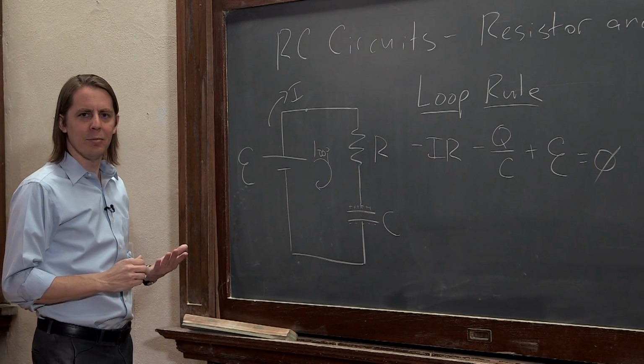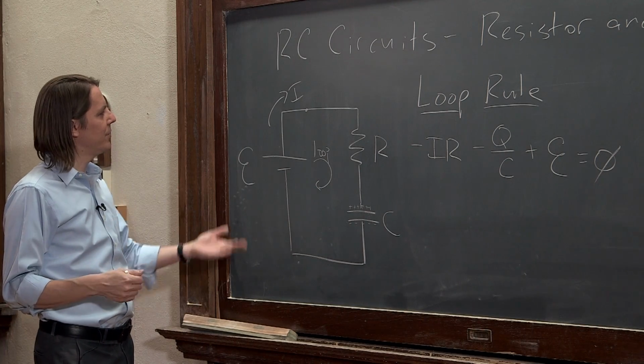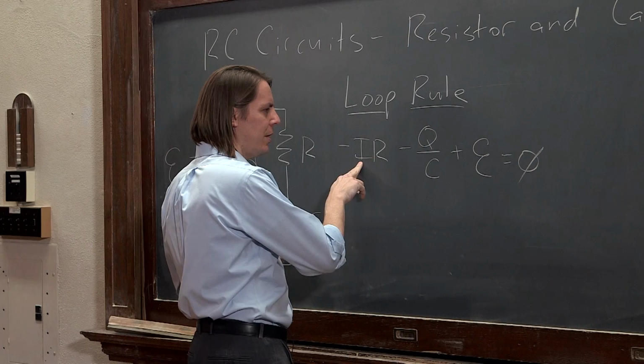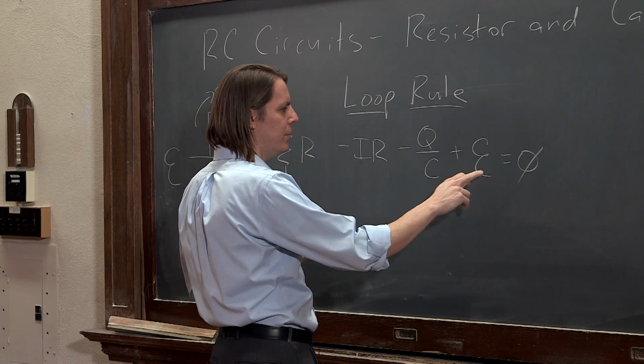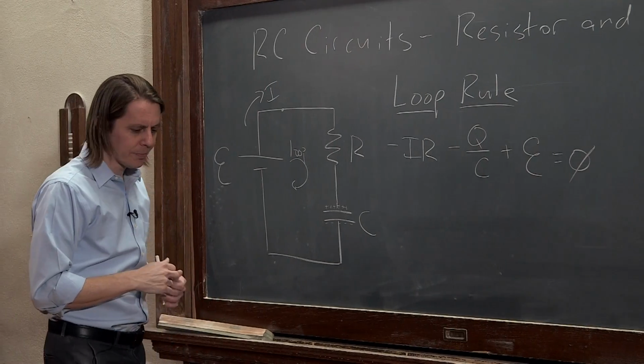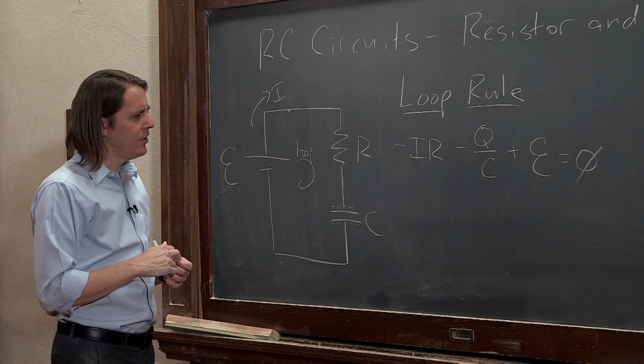Now we have a problem. Usually the point of a problem like this is you want to solve for the current, but now we can't really solve for the current because we have the current here, and R is known, C is known, the EMF is known, but we have the charge there, and those are two different functions. So we need to relate them somehow.